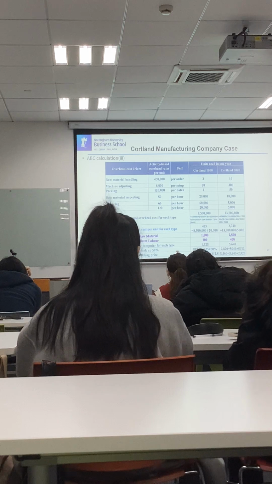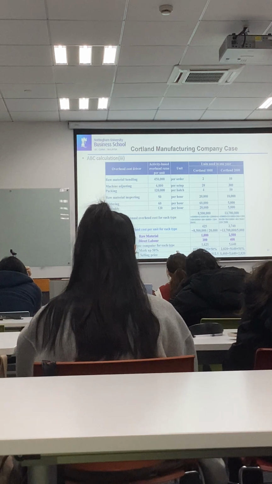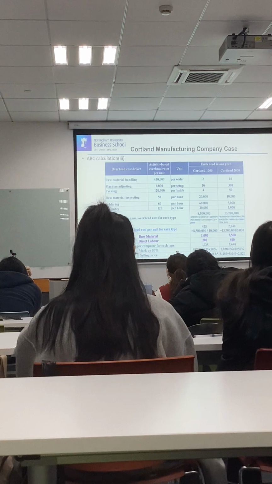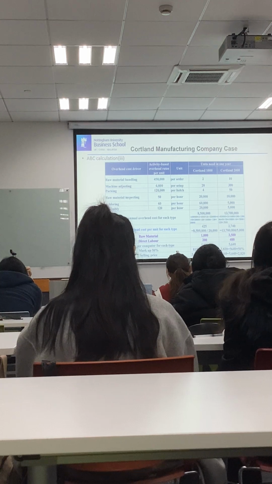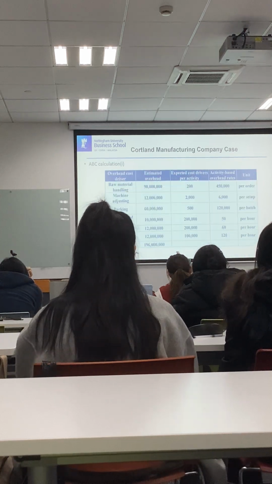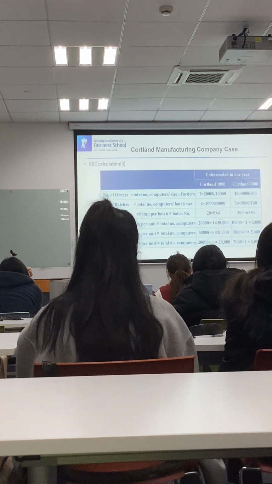Okay, so from this example, we can conclude that different cost estimating methods will lead to very different prices, right? If they follow a simple pricing policy like using a markup of 50%. Okay, so it's very important to select an appropriate costing method to allocate the overhead cost. Okay, this is for the second part, the ABC costing.